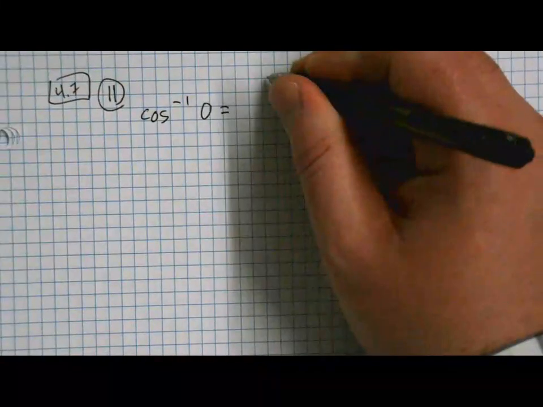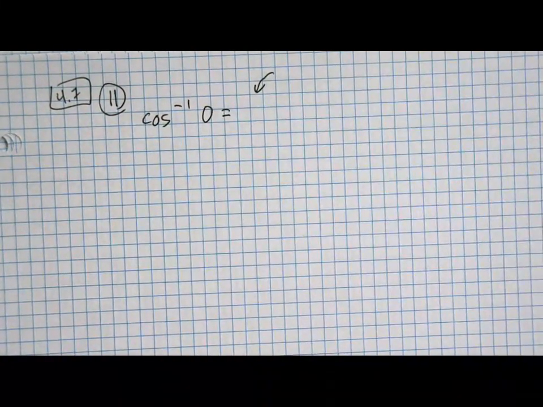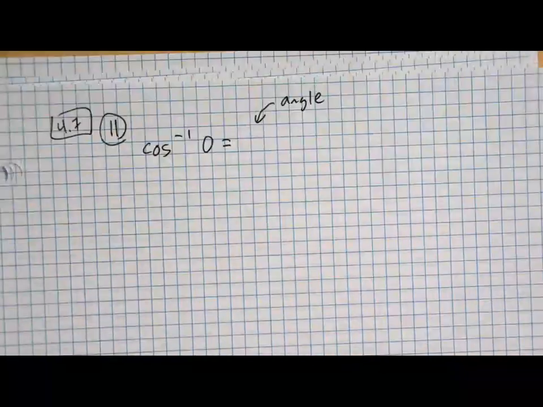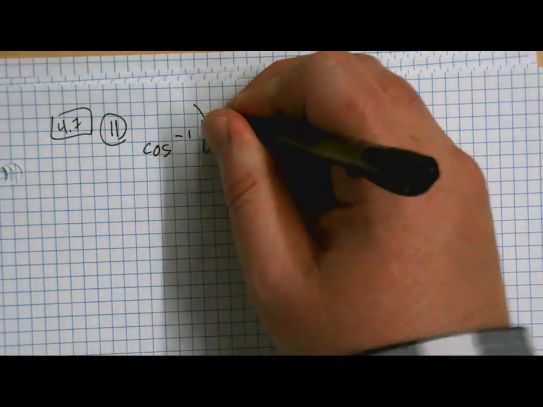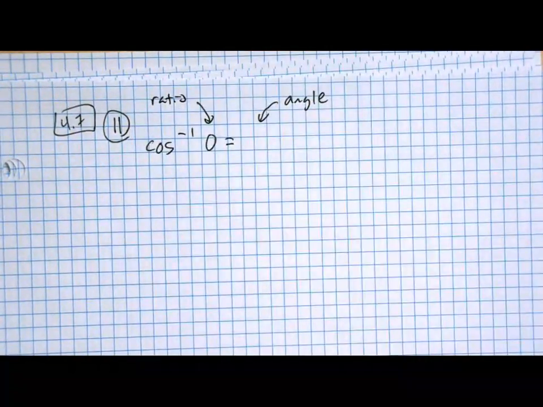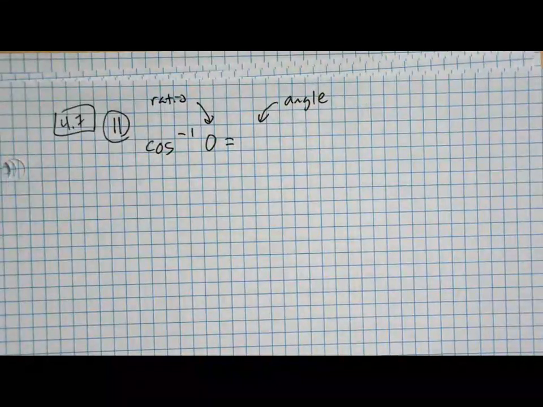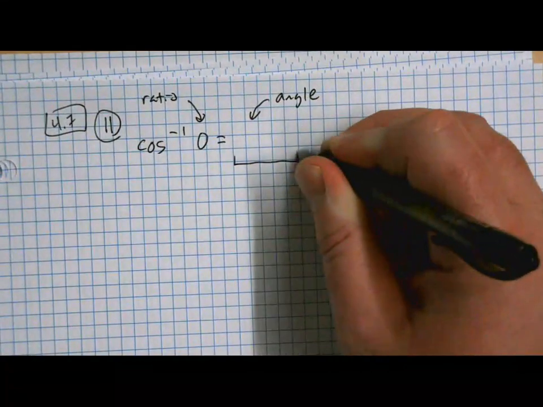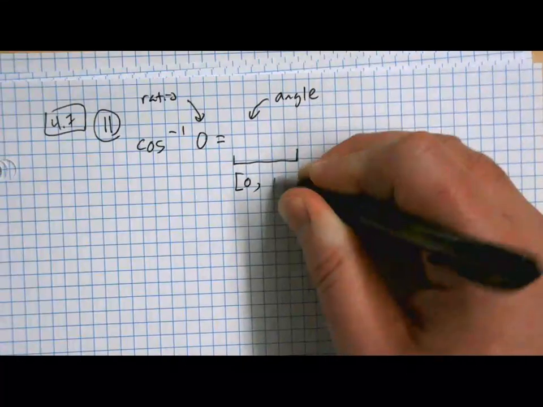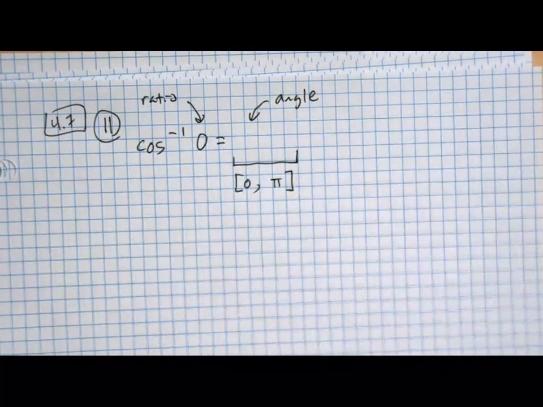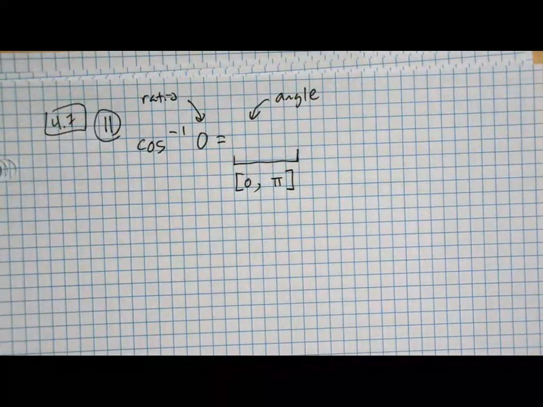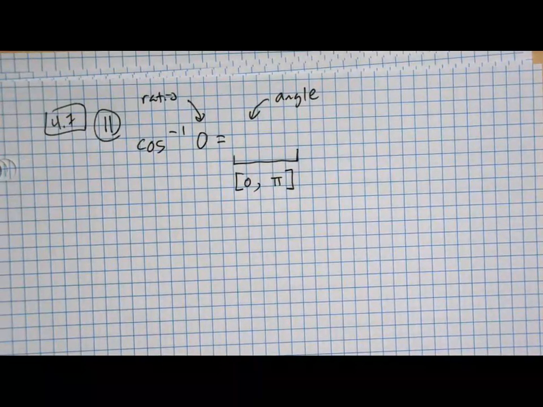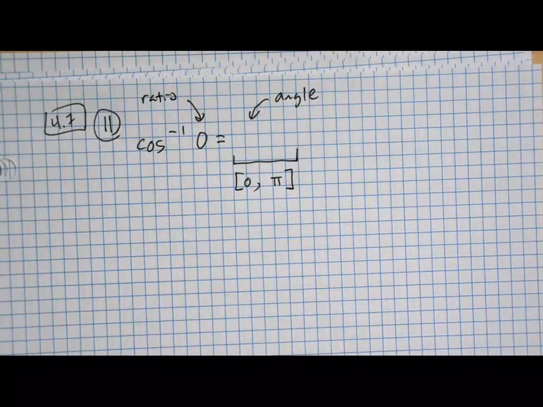First of all, I know that my answer is going to be an angle, right? Because when we do an inverse cosine, the input is the ratio and the output is the angle. I also know there's some restriction on the angle for my answer. It has to be somewhere in the range from 0 to pi. If I'm thinking in degrees, that's 0 to 180. And I know that because that's where inverse cosine is defined. So we're only ever going to get an answer between 0 and pi.